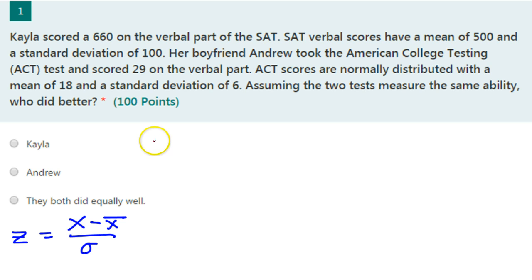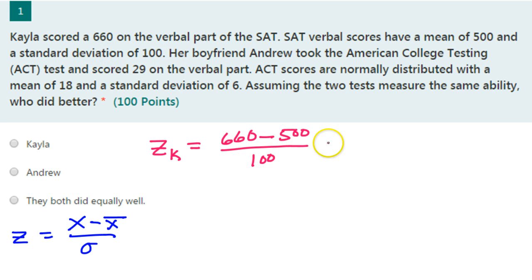So let's see, I'll call this one ZK for Kayla's z-score. Kayla's score was 660. The mean was 500, and the standard deviation was 100. Okay, so you can put that into your calculator. This comes out to be 1.6.